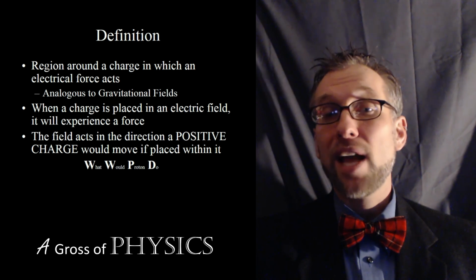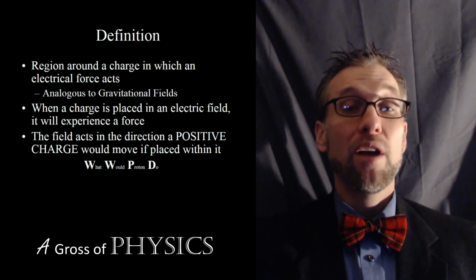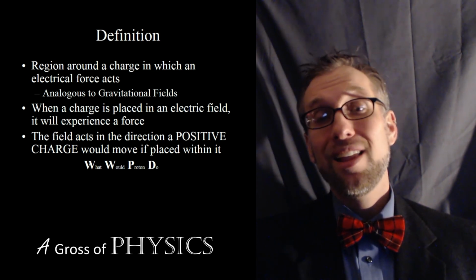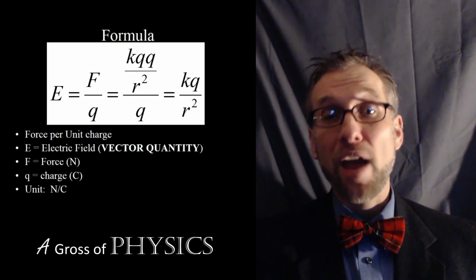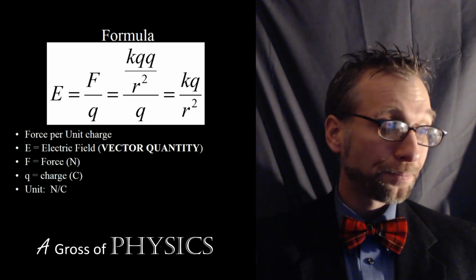We have 2 equations for that: E equals F over q and E equals kQ over r squared. With F over q, the q is the test charge, and with kQ over r squared, that is the charge of the source producing the electric field. Electric fields are vectors, so we have to worry about vector addition if we have multiple sources.